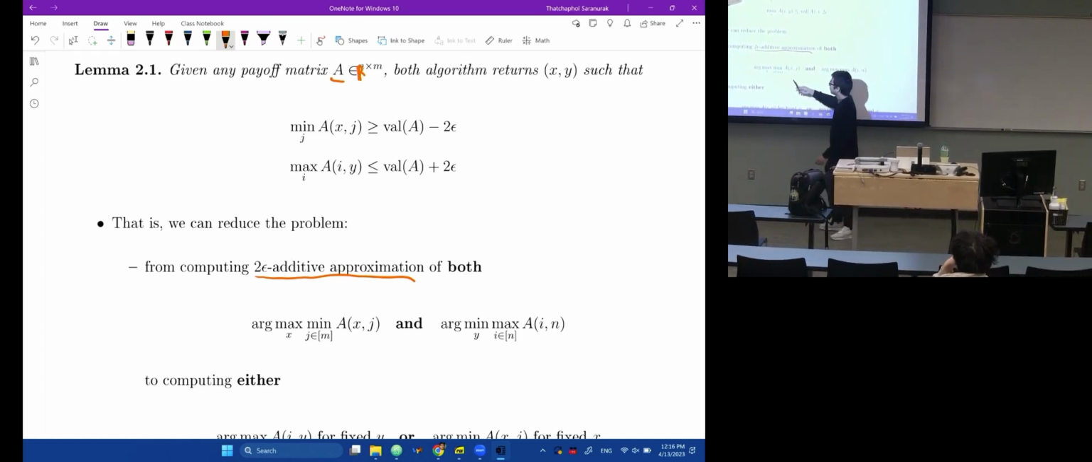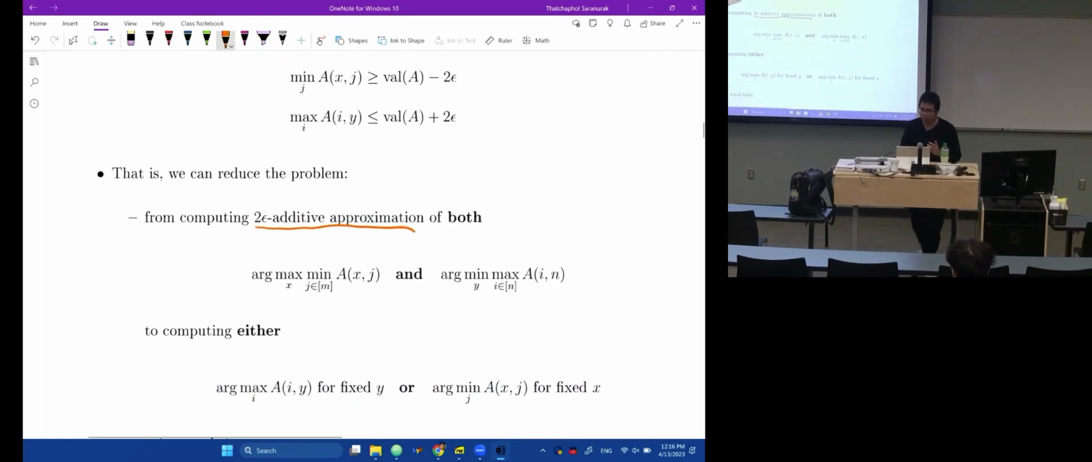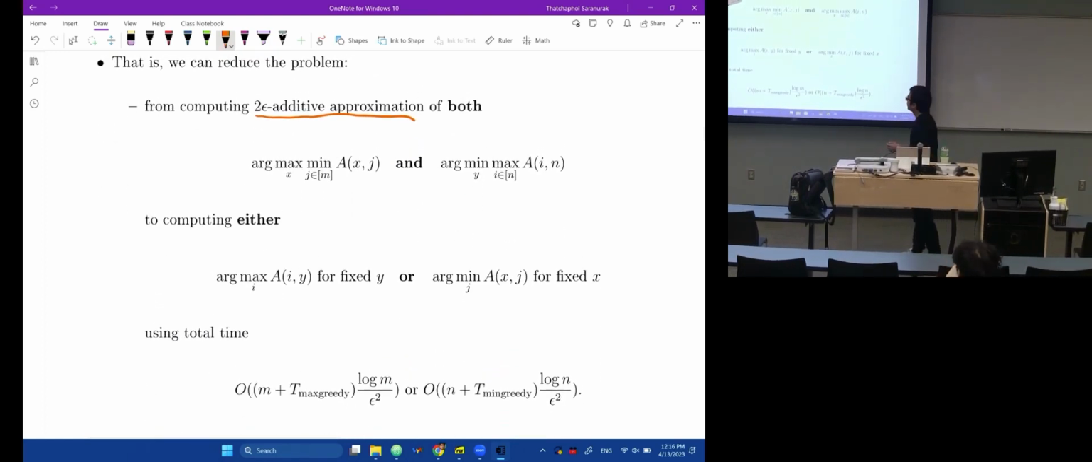So this is the problem of finding the best strategy for the max player. This is the problem of finding the best strategy for the min player. So this is a min max problem and a max min problem. If you want to solve this up to some approximation, the two algorithms say that it reduces these two problems to just computing either one of these.